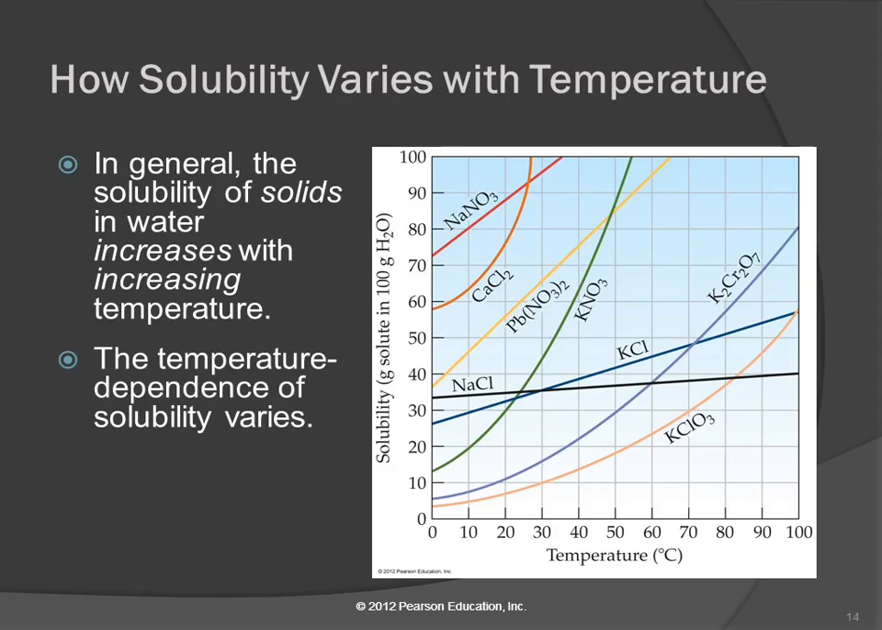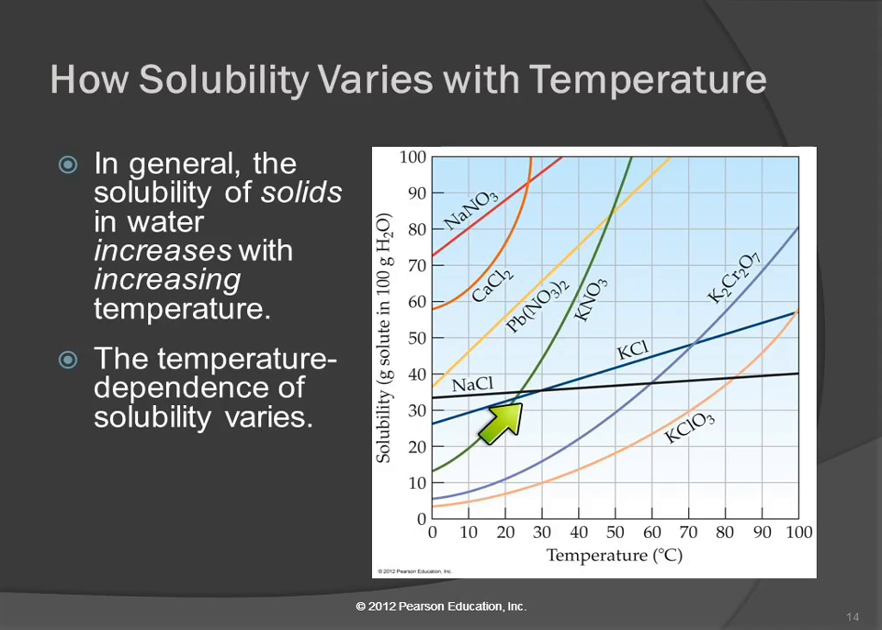The solubility of solids generally increases with increasing temperature. And so here we have a graph. There's temperature on the x-axis and solubility in grams per 100 grams of water on the y-axis. If we look at sodium chloride, it's this almost horizontal black line in the middle. The solubility of sodium chloride in water does not change much with temperature, but some of these change a great deal. Here's potassium nitrate.